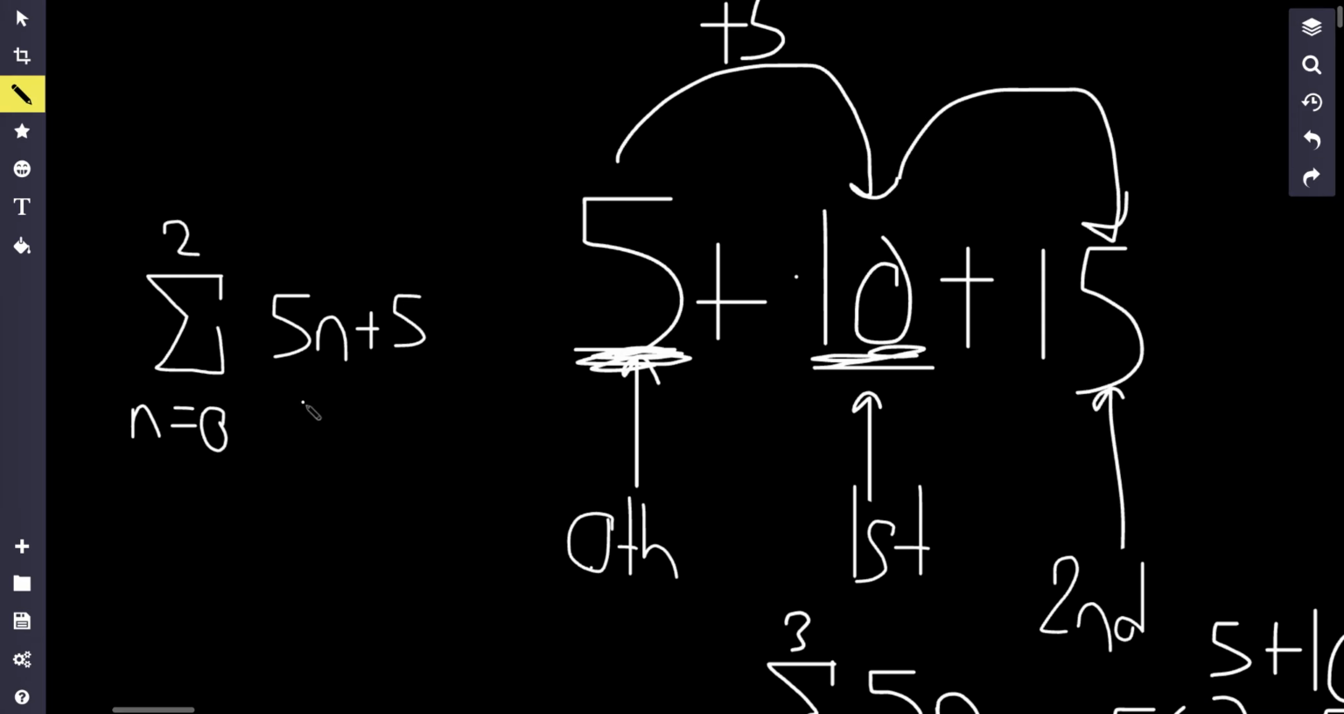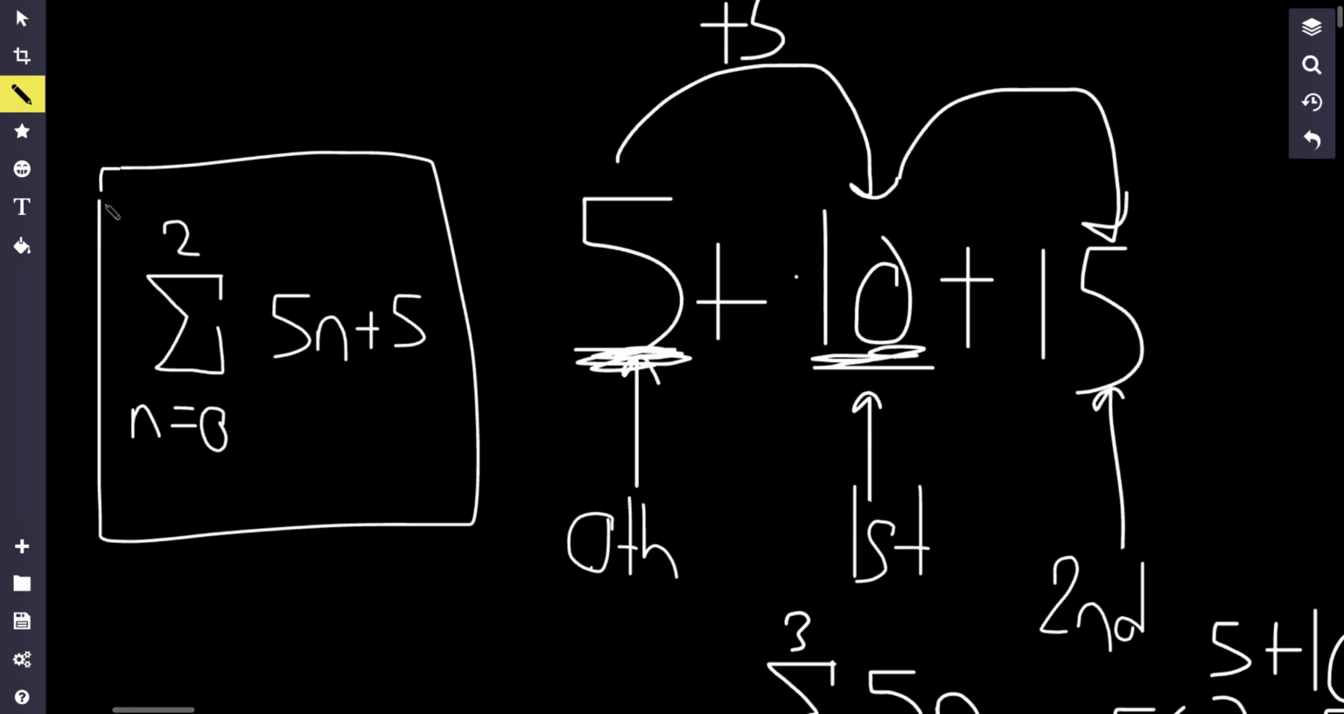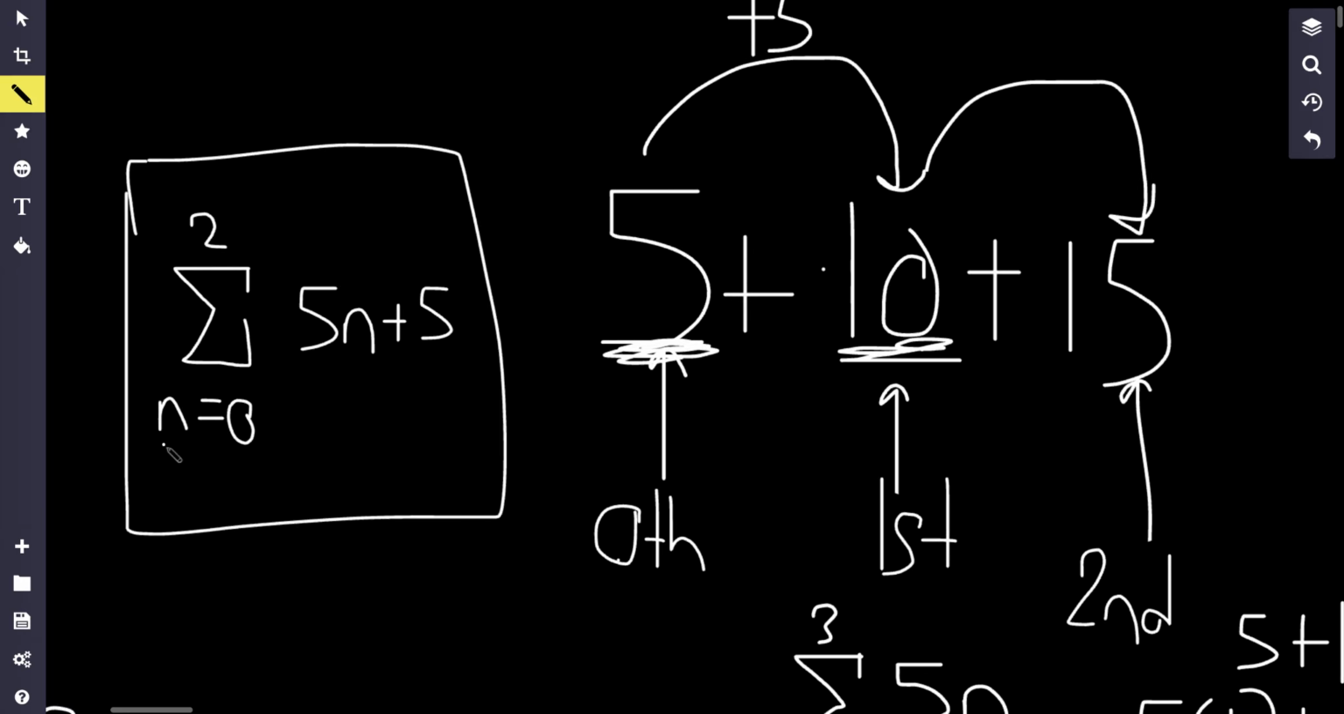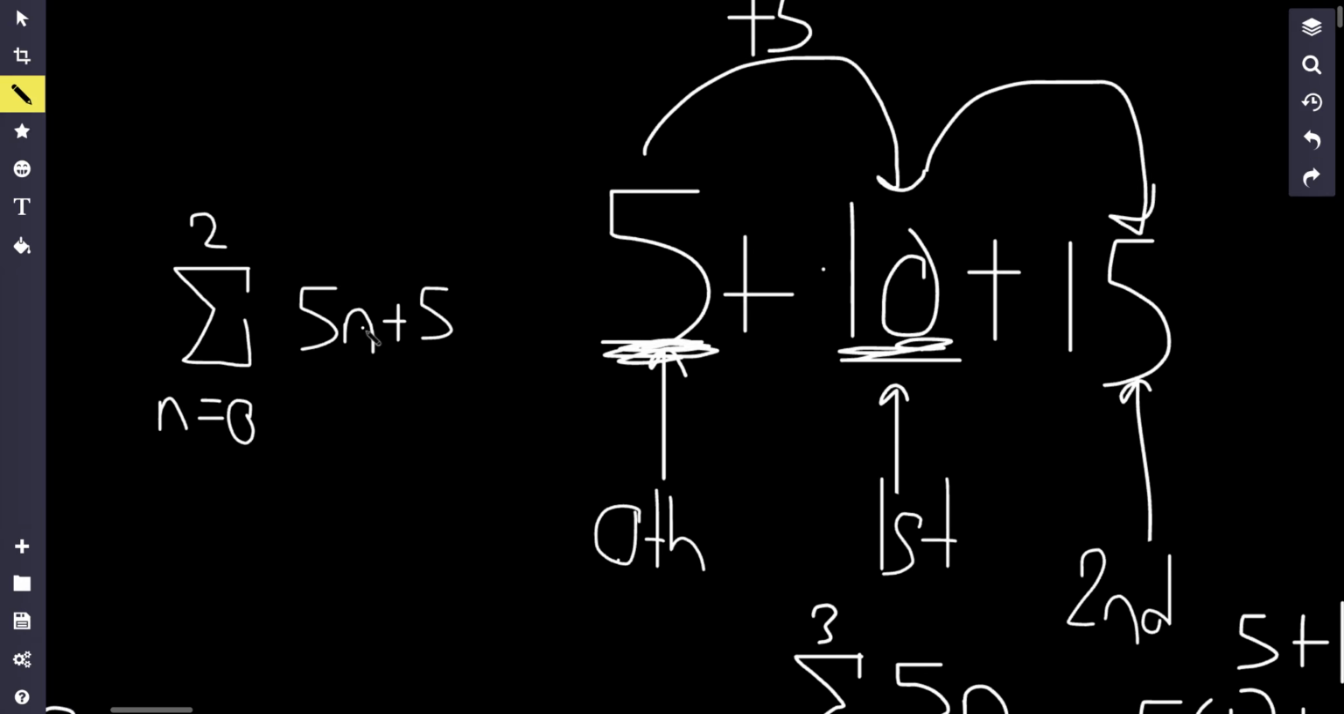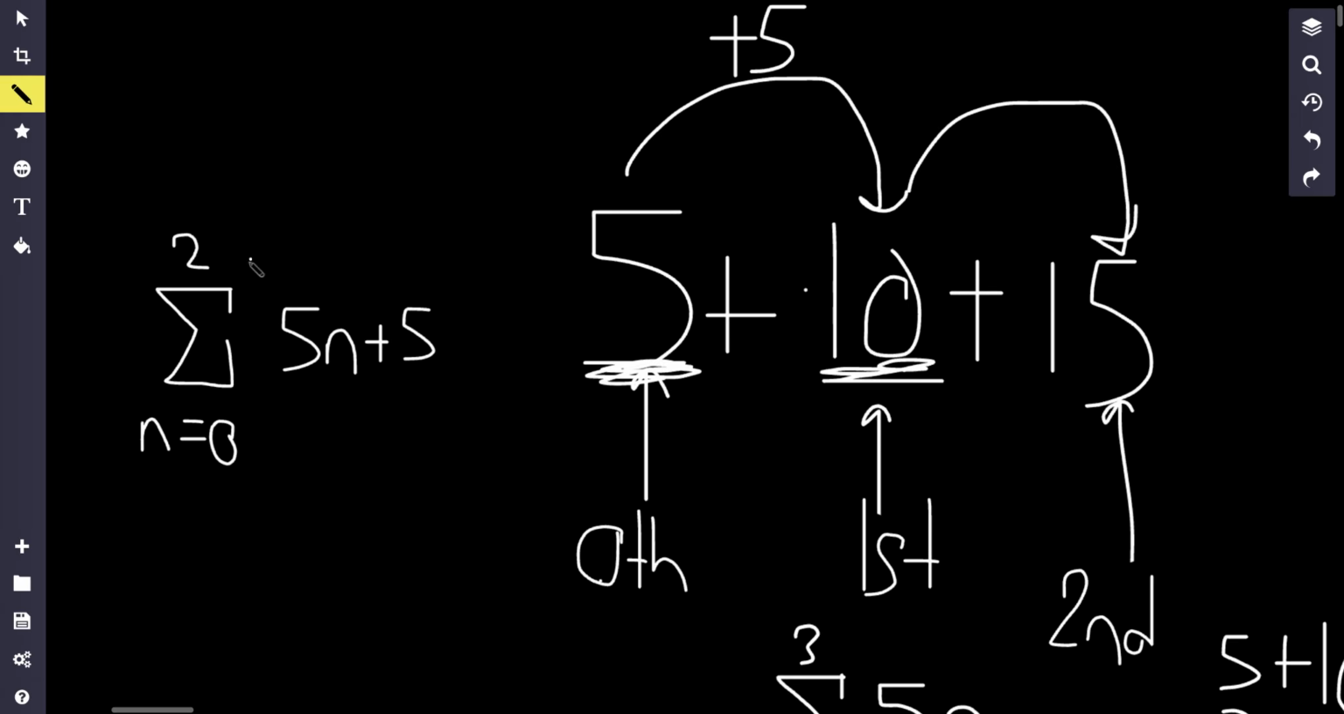So an easy way to check that you have the correct answer is you could just list out the first couple of terms, right? If you plug in n is equal to 1 here, you get 5 times 1 plus 5, which is just 10. Plug in n is equal to 2, you get 5 times 2 plus 5, which is 15. So yeah, everything matches up.